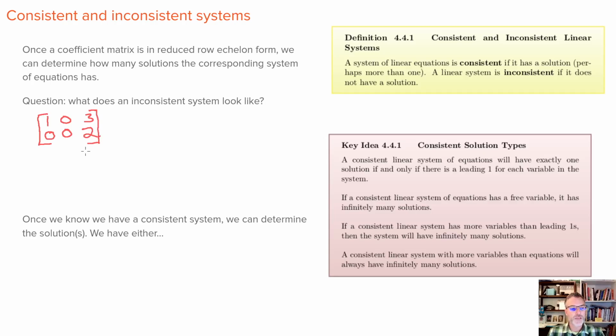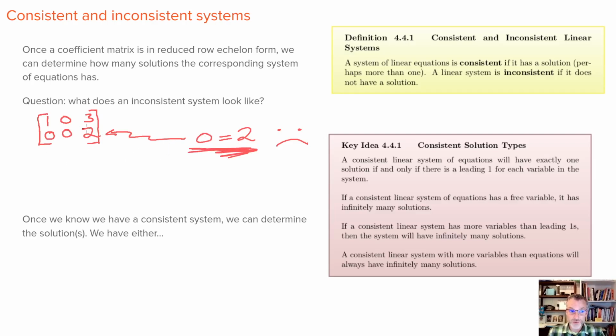Now, if we interpreted this as a linear equation, we'd have 0x plus 0y equals 2. So this second line here means that 2 equals 0, which is not great. We don't want that to happen. So if it does, that resulting system is inconsistent. It doesn't have a solution.